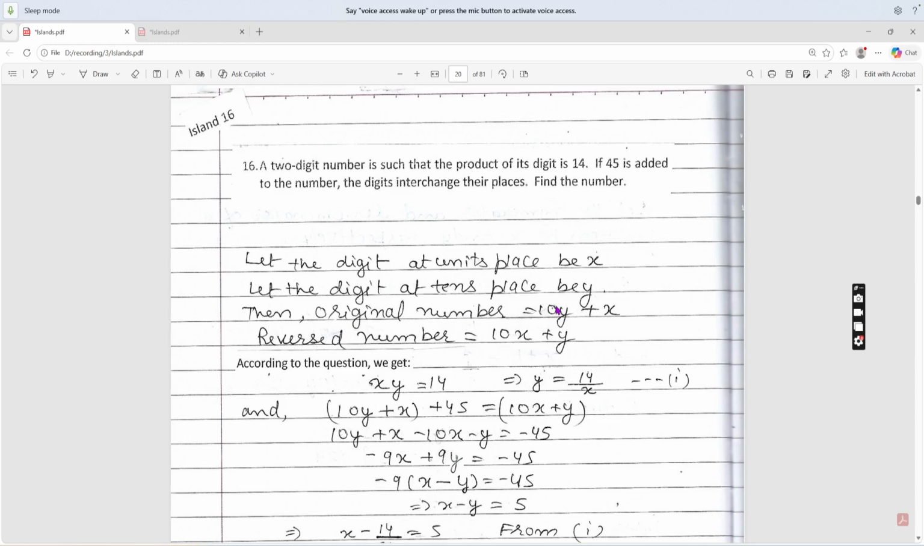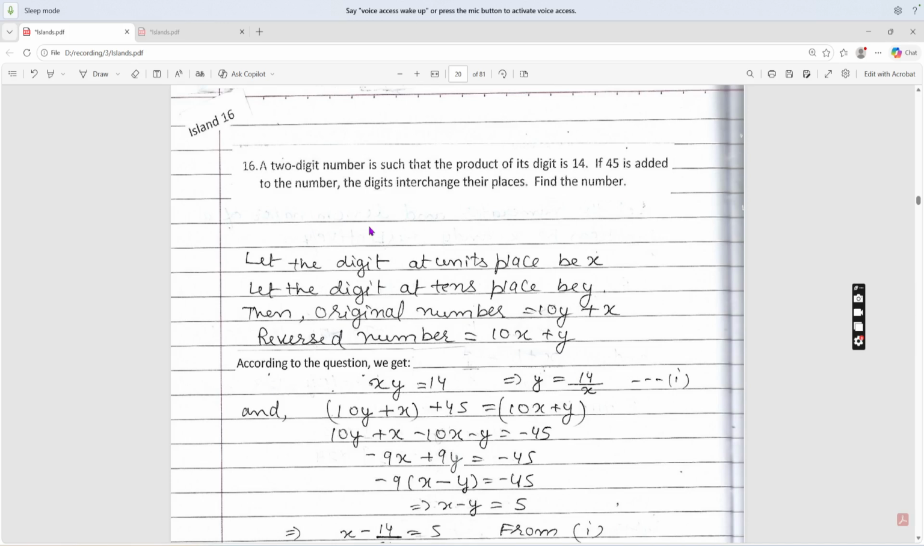Now, according to the question, the first condition given is that the product of the digits is 14. It means x into y is equal to 14, or it can be y into x, that is one and the same thing. For example, if we have the number 43, what is the product of its digits? 4 into 3, that is 12. If the number is 34, the product of its digits is again 3 into 4, that is 12. So in both cases we get 12 as the product of the digits. So here there is only one case, either xy or yx, that is the same thing. So we take xy is equal to 14, so y is equal to 14 upon x. This is our first equation.